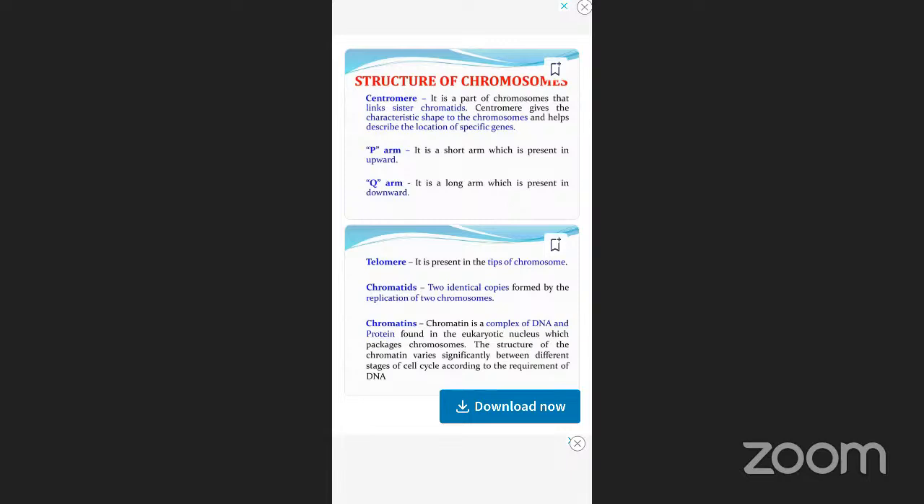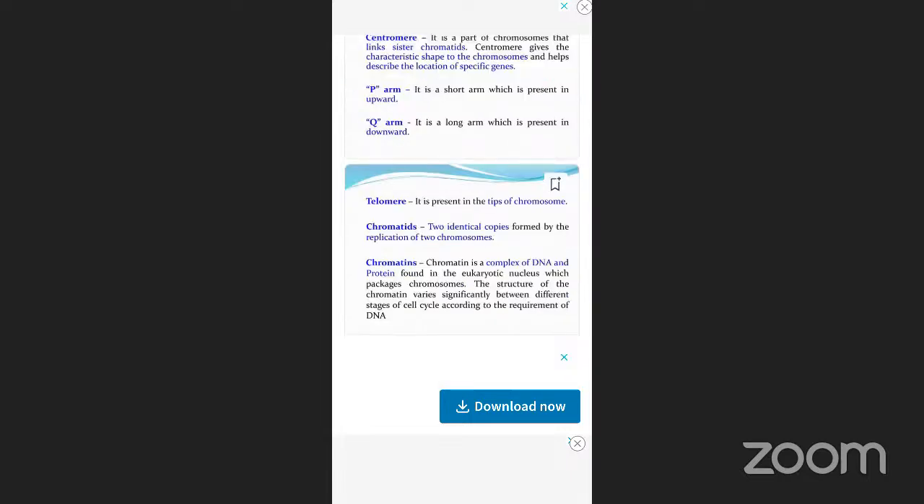Next, the telomere. What is the meaning of telomere? It is present at the tips of the chromosomes, the end part. Next are the chromatids. What are chromatids?